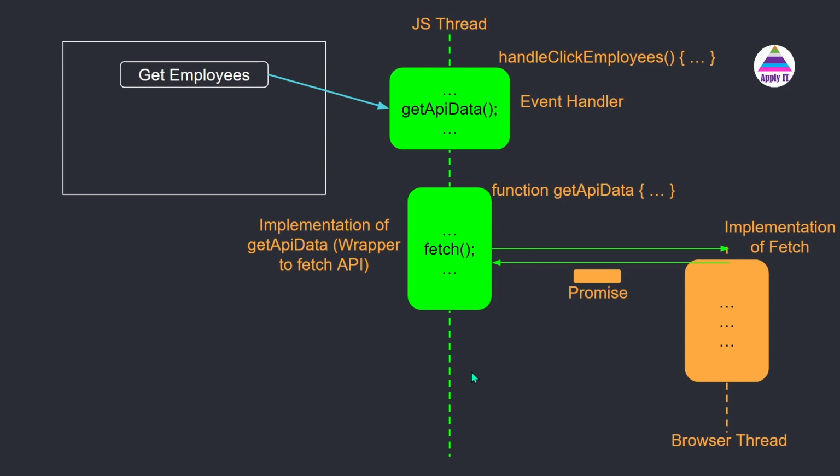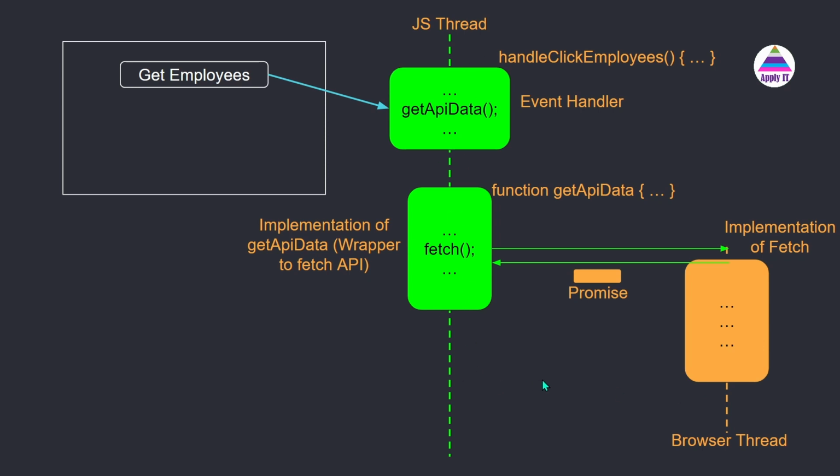So two things are happening. One is the JavaScript thread and the other is a browser thread. Execution of this call is happening on the JavaScript thread, but when we make a call to the fetch API, a separate browser thread will be created. The execution of fetch will happen on that thread. It happens this way so that our JavaScript thread does not get blocked.